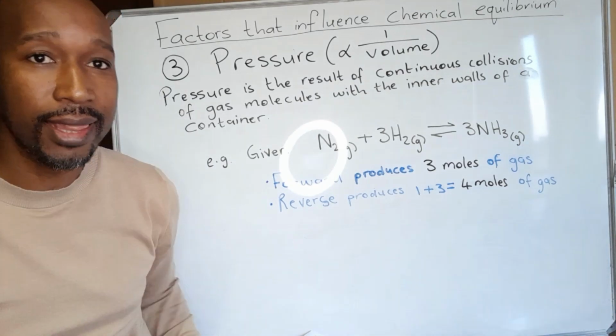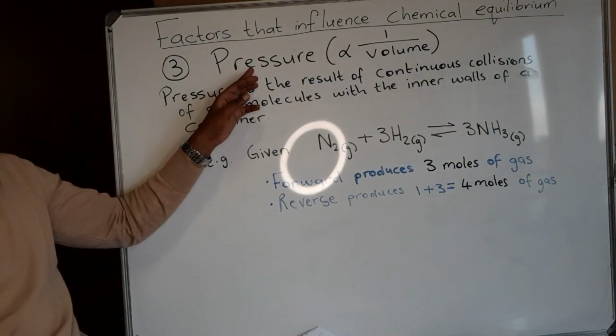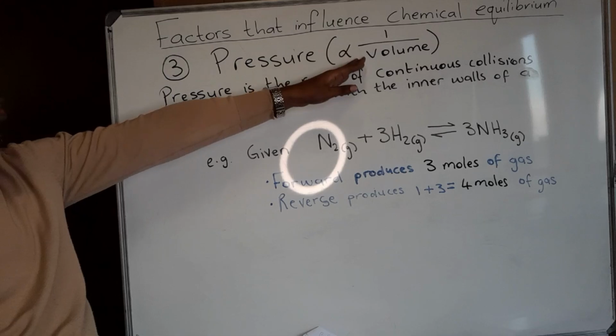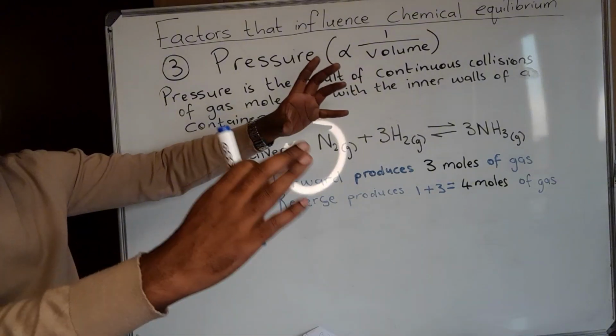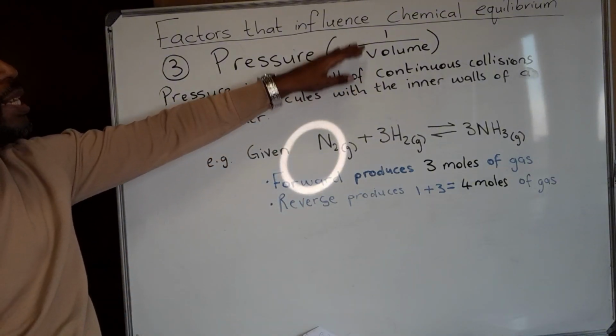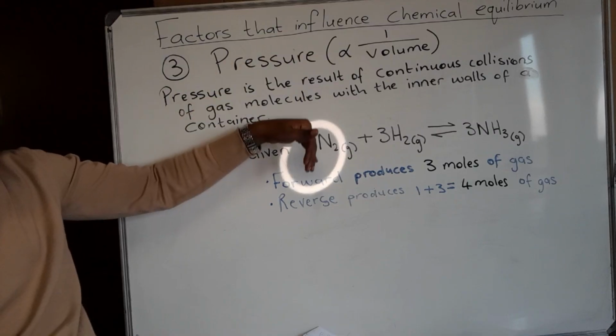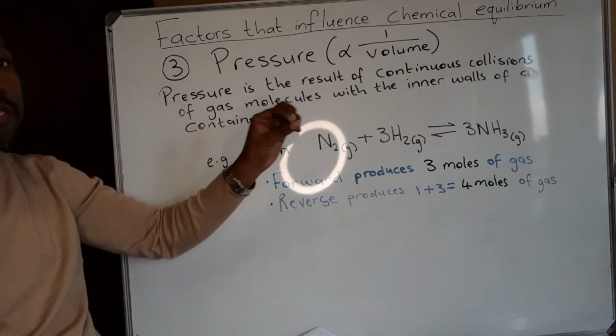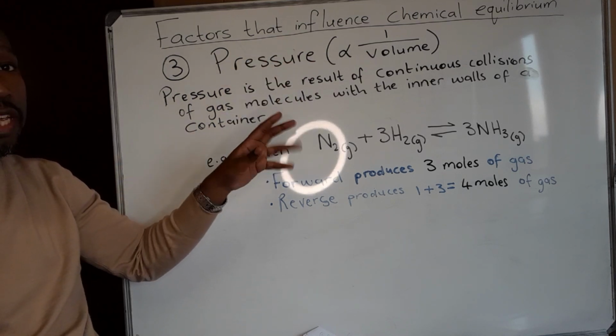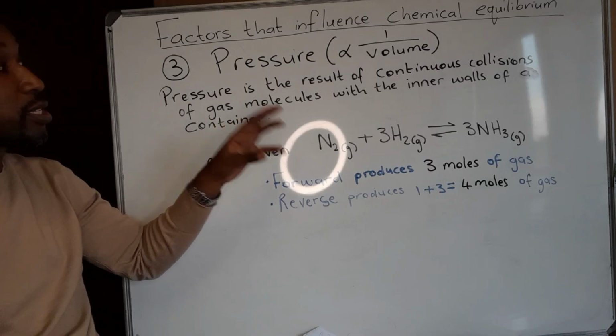Now, please understand that pressure is inversely proportional to volume. So that tells us that if the volume of the container increases, pressure decreases. If volume decreases, pressure increases. Please take note of that because that's how we're going to be changing things around to influence pressure.